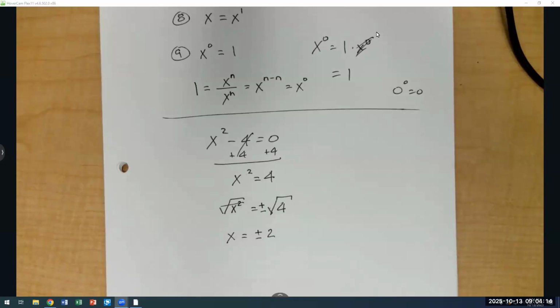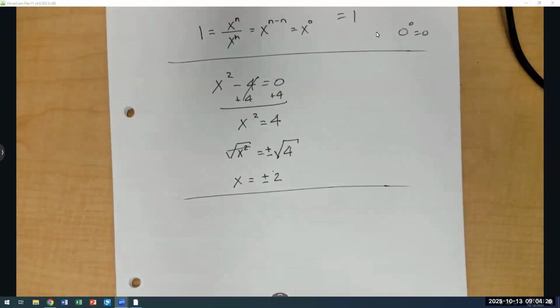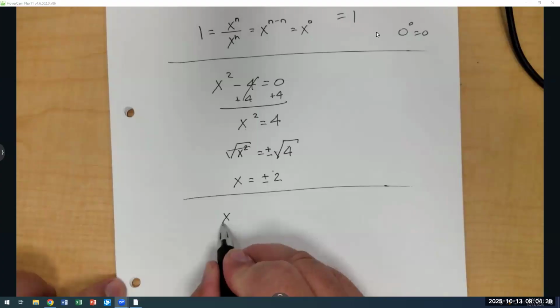And we can always check it. Positive 2 times positive 2 is 4, negative 2 times negative 2 is 4. So all the planets are happy and lined up and everything. Let's look at this one.